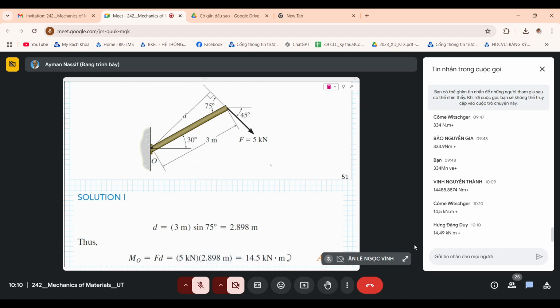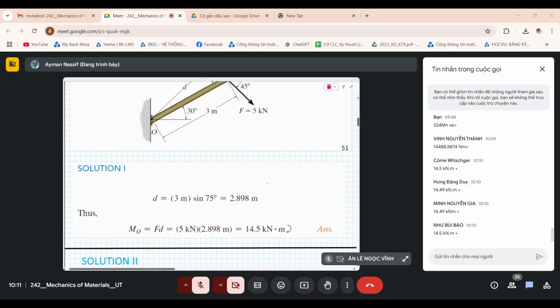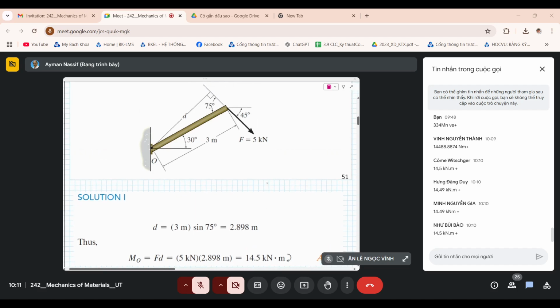You calculate D, and it is going in the clockwise direction, 14.5. Again, you need to indicate the positive direction. You have to say which direction is positive, which direction is negative. So it's okay for you to say now it is positive, but in the future, when you do this in the exam, you have to show us your assumption, what is positive and what is negative. Wonderful. So that is solution number one, which is great.